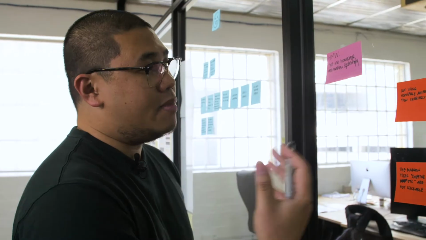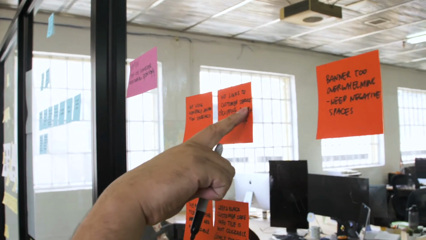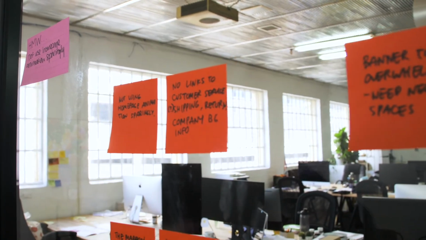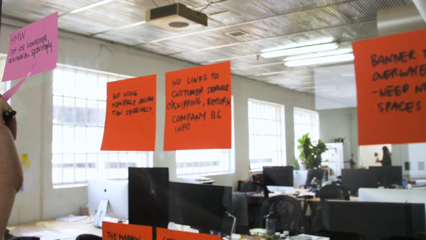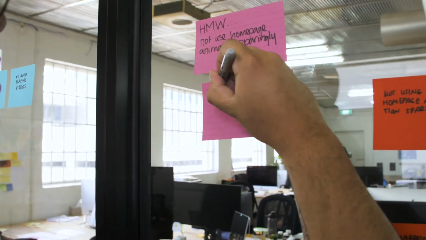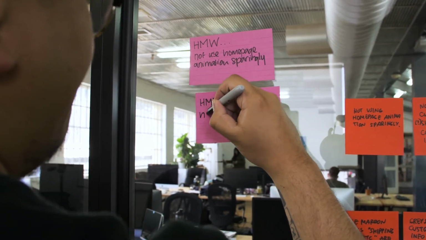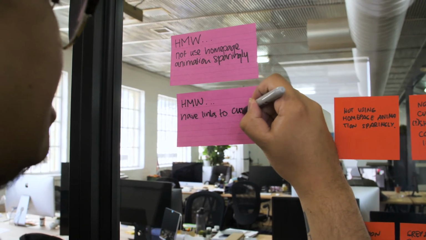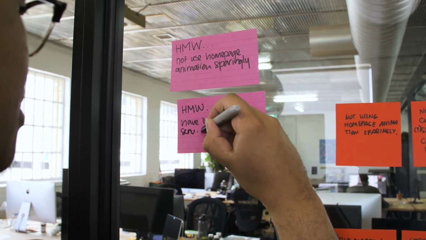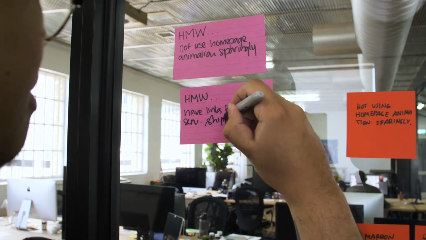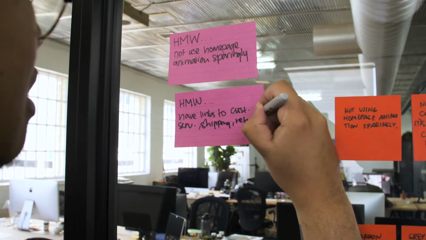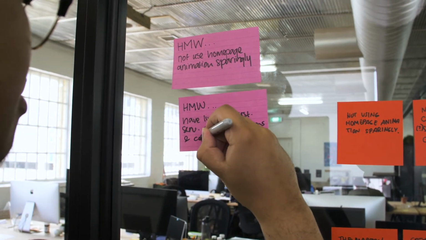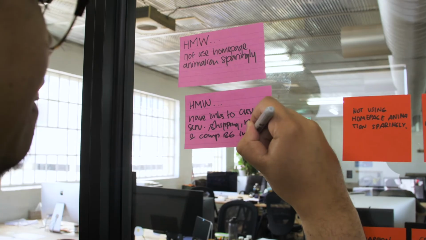I'm just taking notes. The other point here that we have is no links to customer service, shipping, return, company background info. So the how might we note for that is: how might we have links to customer service, shipping, returns, and company background info, and so on and so forth. I'm writing my how might we notes very, very quickly as I'm listening to the challenge that comes in.